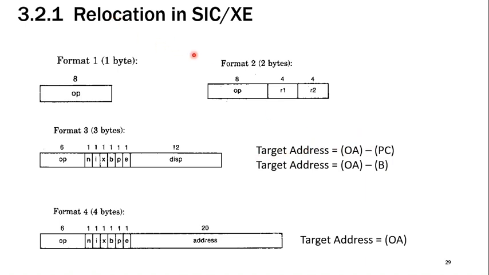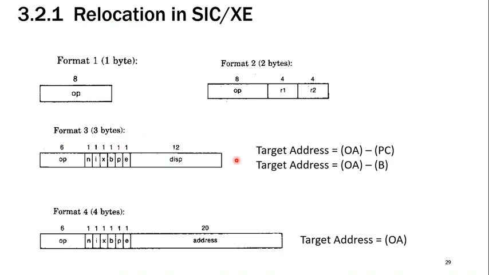Let's assume the starting address is 0, the operand address is 1000 and the PC is 3. When the starting address is changed from 0 to 2000, the operand address will become 3000 and the PC will become 2003. When you subtract, the resultant value will be the same. So the target address will never vary when the relocation occurs. Since the target address never varies, this field in the object code of format 3 instructions will not be affected. So you conclude that even format 3 instructions will not be affected because of relocation.